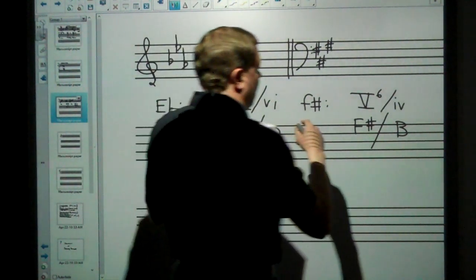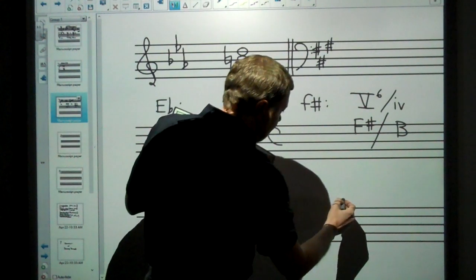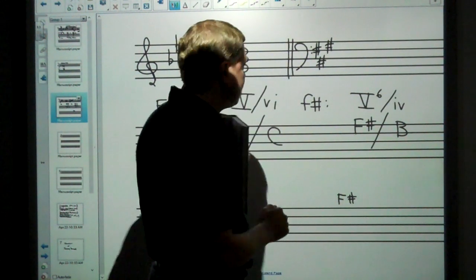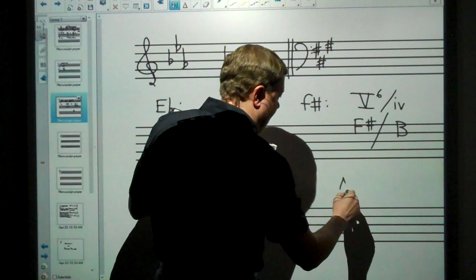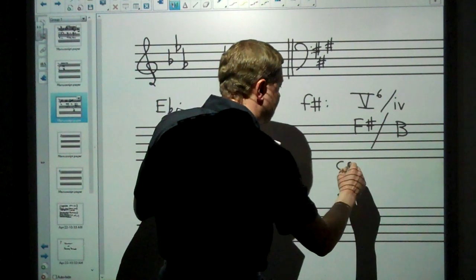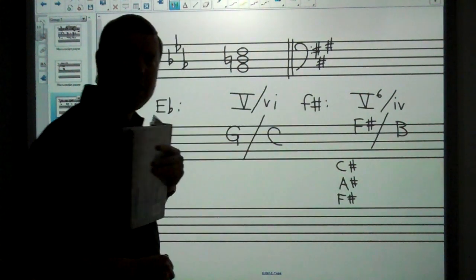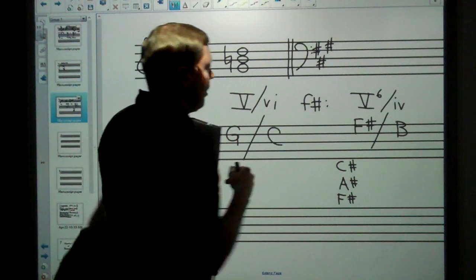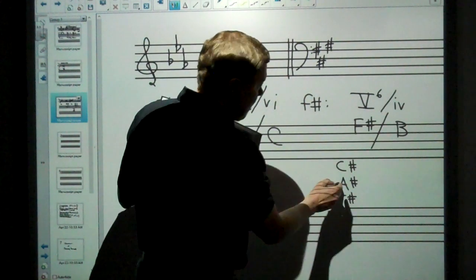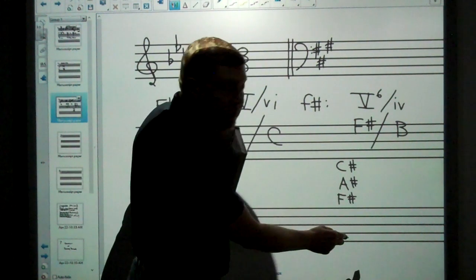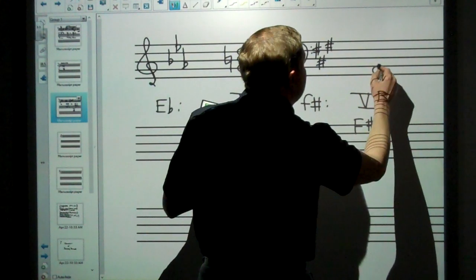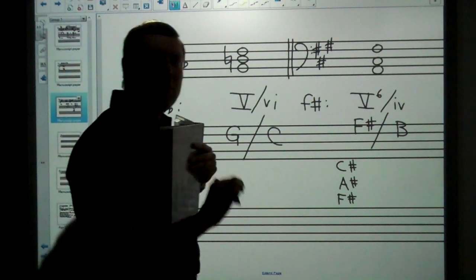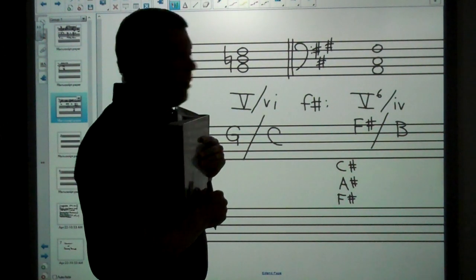Now, before I put it in inversion, let's see how to spell a major triad on F sharp in root position. So I'd have to have F sharp, A sharp, and C sharp. That's a major triad built on the correct root we calculated, F sharp. Now, putting it in first inversion, that means the A sharp must be on the bottom. So if you did this, you would be very close to your final answer, but it wouldn't be quite correct.